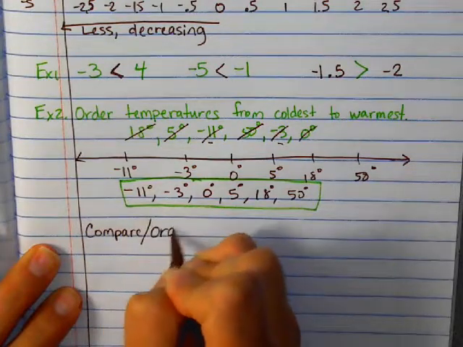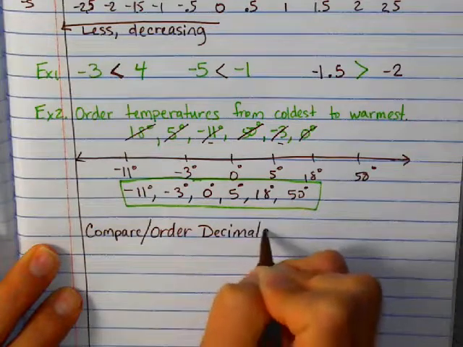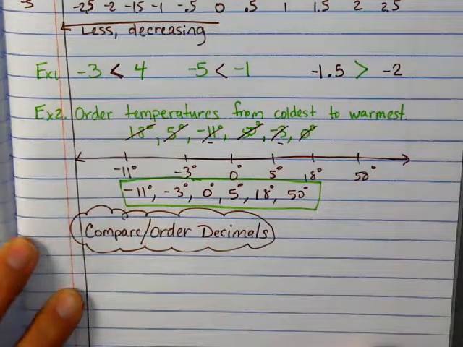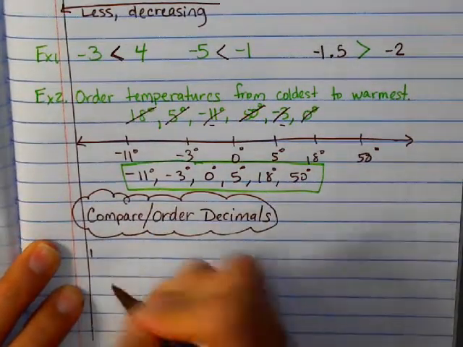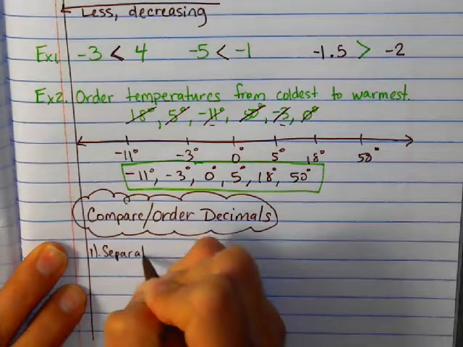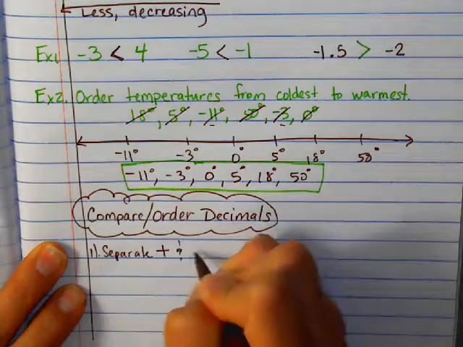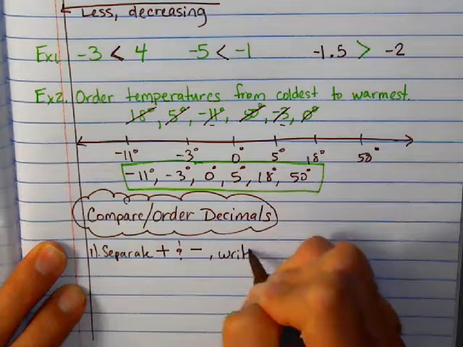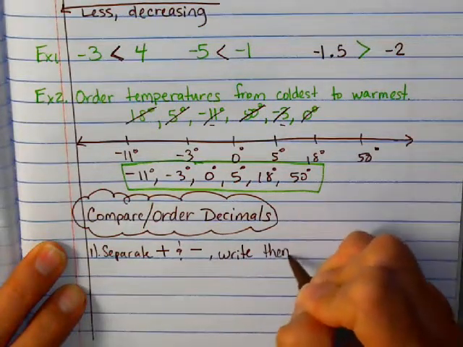Compare or order decimals. Okay, just put a little cloud around that. All right, so when we compare and order decimals, you're going to separate your positives and negatives. I'm just going to write it that way. And write them vertically.